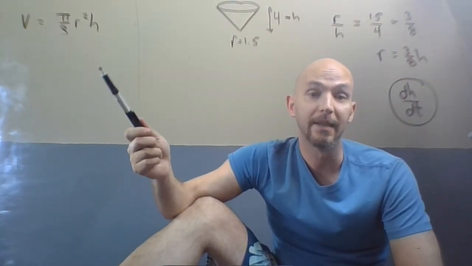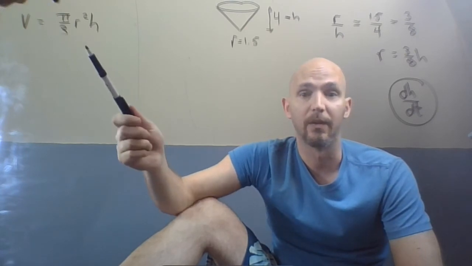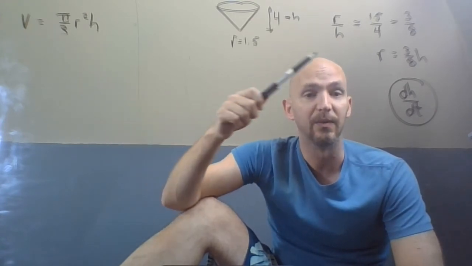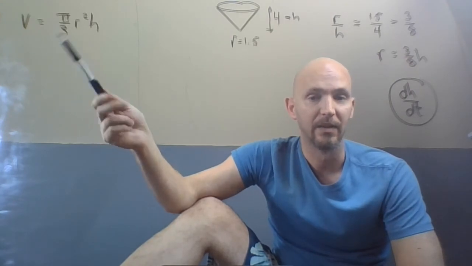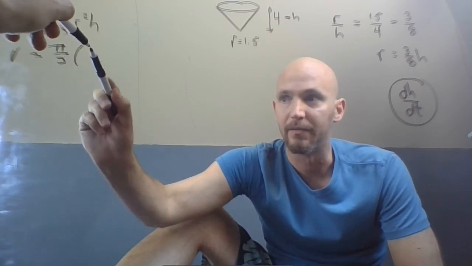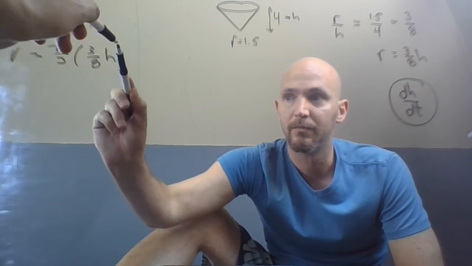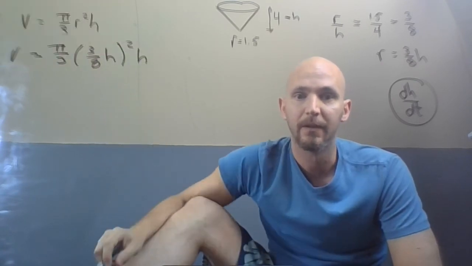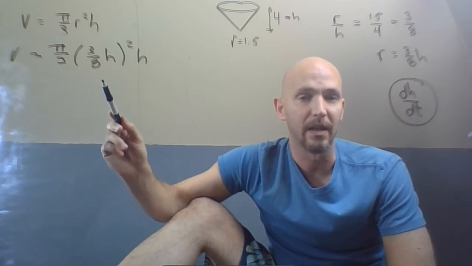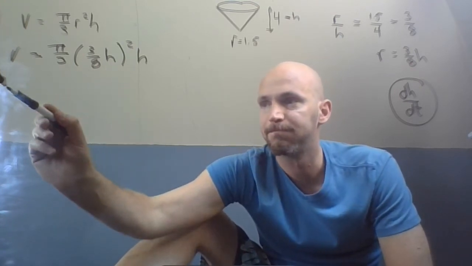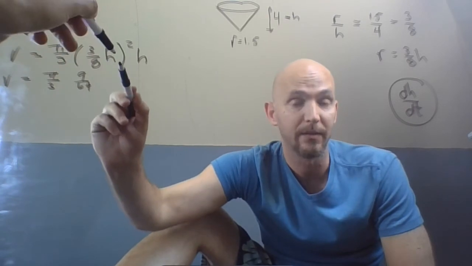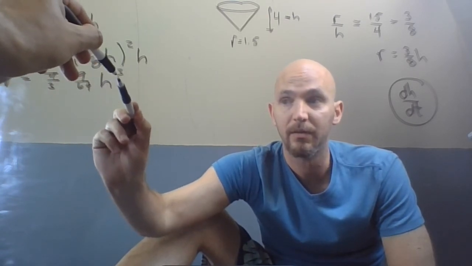So I'm going to look at this thing, and anything that's not an H, I'm going to get rid of it. So this pesky R here, if you remember, it generated the product rule. It made everything a mess. So I'm going to use this fact about R to get rid of it in this equation. So if I do that, 3/8 of H squared H. So I just replaced the R with the 3/8 H that we have here. 3/8 squared is 9/64. H squared times H would be H cubed.